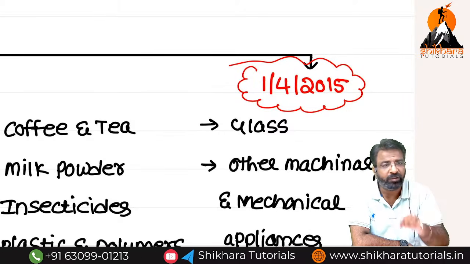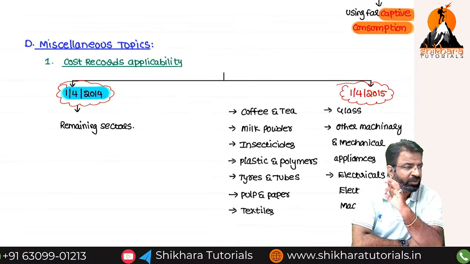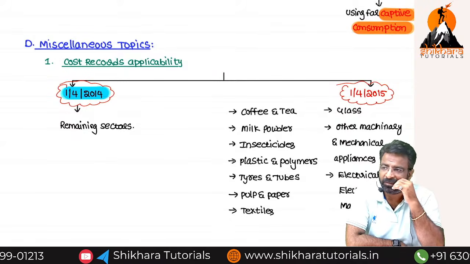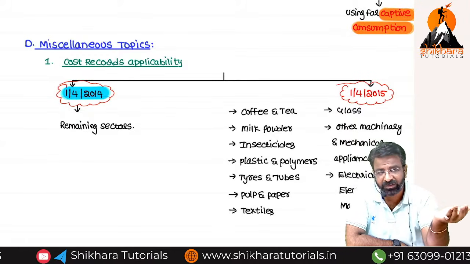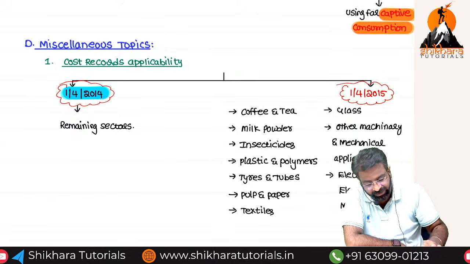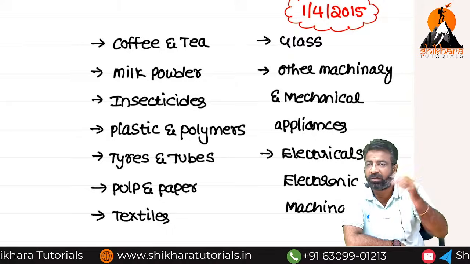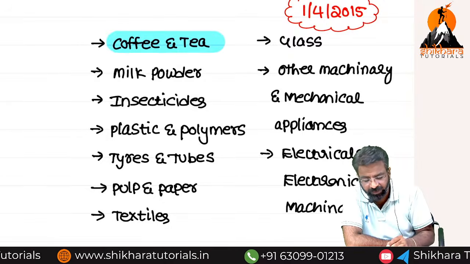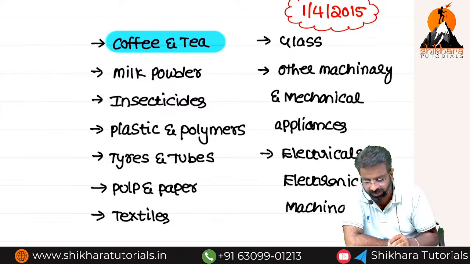So tell me, to some entities, cost records are applicable from 1/4/2014. To some entities, cost records are applicable from 1 year deferment. So you have to read the second list if you want to know the first list. Are you getting the point? What is the second list? Read the list. This is exhaustive list. Which entities got covered? Anyways, we are going to do that again in rule number 5. Read the entity number 1. Coffee and tea. Tell me, regulated or unregulated? Unregulated. Next one.